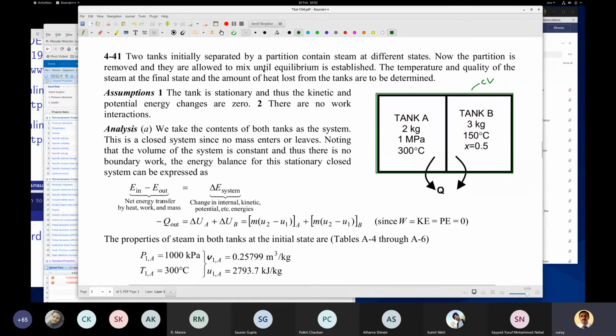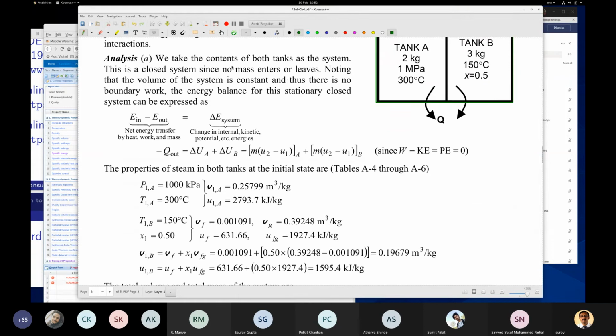The partition is removed and they are allowed to mix until equilibrium is established. The final amount of steam is to be determined. So they are both steams. This is a closed system, right? It is a closed system.